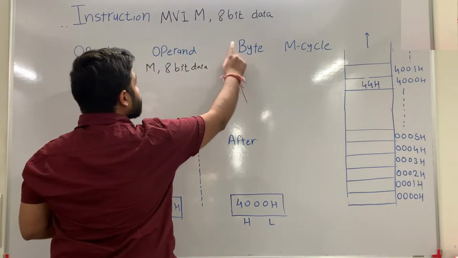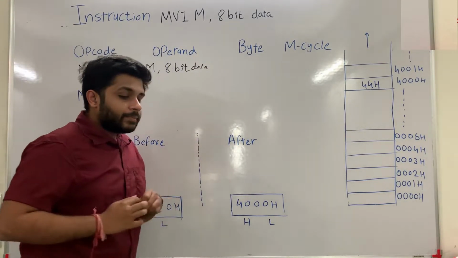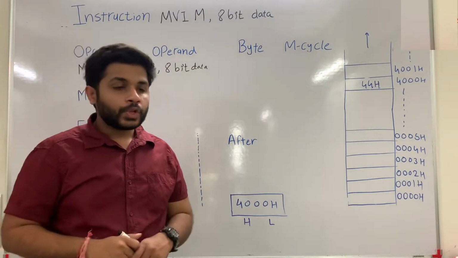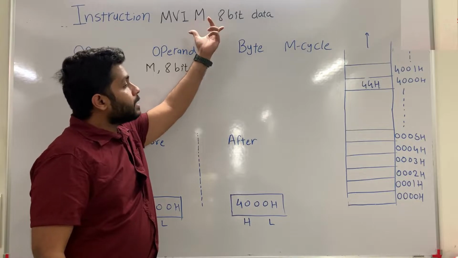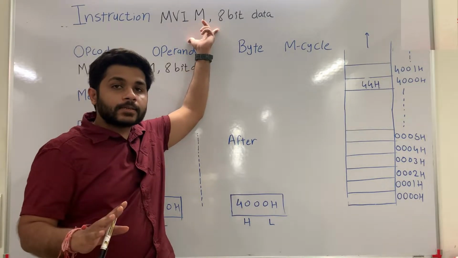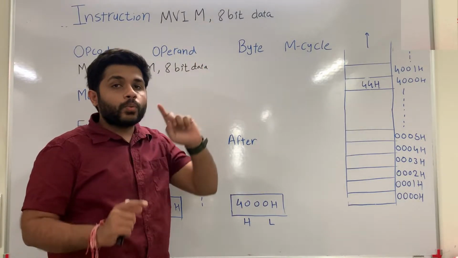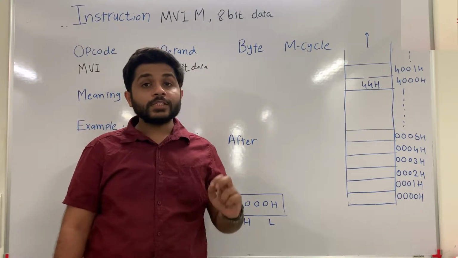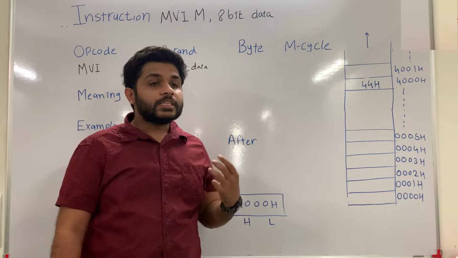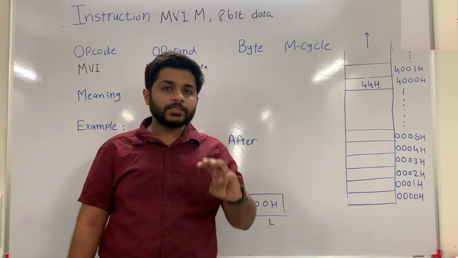Now, what will be the byte of this instruction? Byte means the size of the instruction. To find the byte of the instruction, you have to see the instruction, and in the instruction, if no data is present, it will be considered as 1 byte. If 8-bit data is present, it will be considered as 2 byte. And if 16-bit data is present, it will be considered as 3 byte.